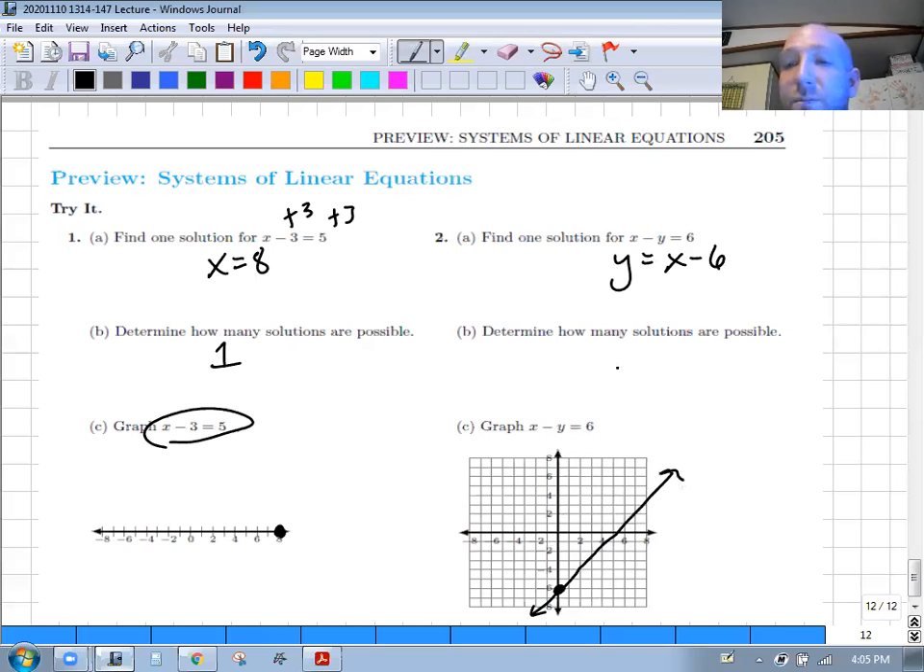How many solutions are possible? There's an infinite number of them. All right? Two numbers whose difference is 6. You could have a 6 and 7 and 1, right? 8 and 2, and so on. All right, graph it. There's the graph. Every point on this line is a solution to that equation.